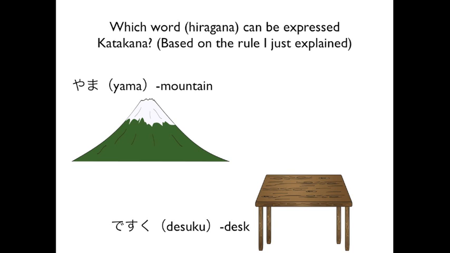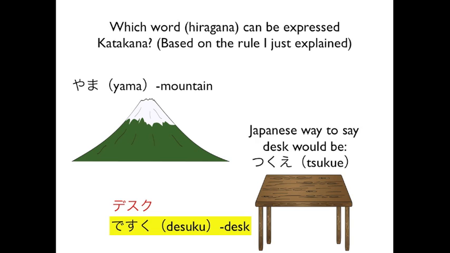So the right answer is desk, which is "desku". As you can kind of hear, it sounds similar compared to the mountain, which is "yama". That's because the term "desku" is from the English language. In the Japanese way, it's called "tsukue". That stands for desk, but you can also say "desku". And that's when you can use the katakana form.